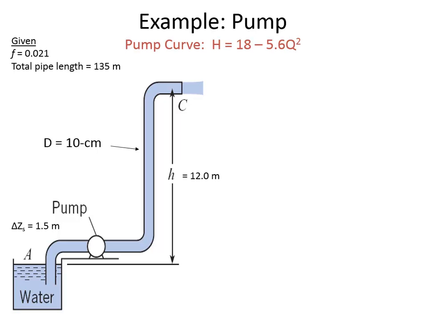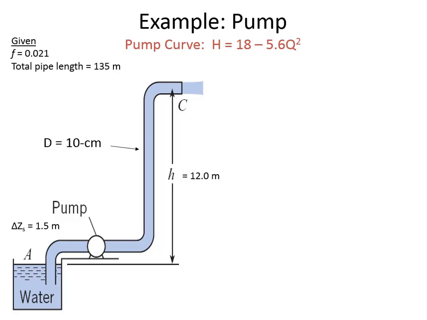We've got water pumping from a lower reservoir. We've got a delta Z on the suction side of 1.5 meters. And the head difference from the water surface at A up to the discharge location at C is 12 meters. We're given the pipe length and an F value. If we weren't given the F value, then we'd assume the fully turbulent flow assumption, and then later on we'd check it. But things are simplified a little bit.